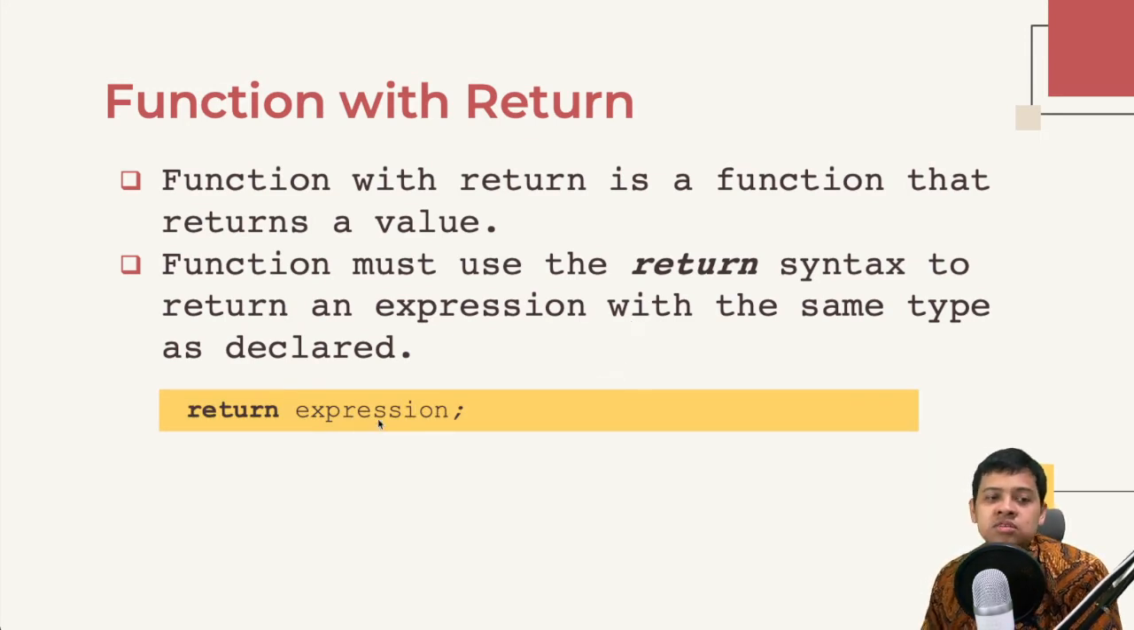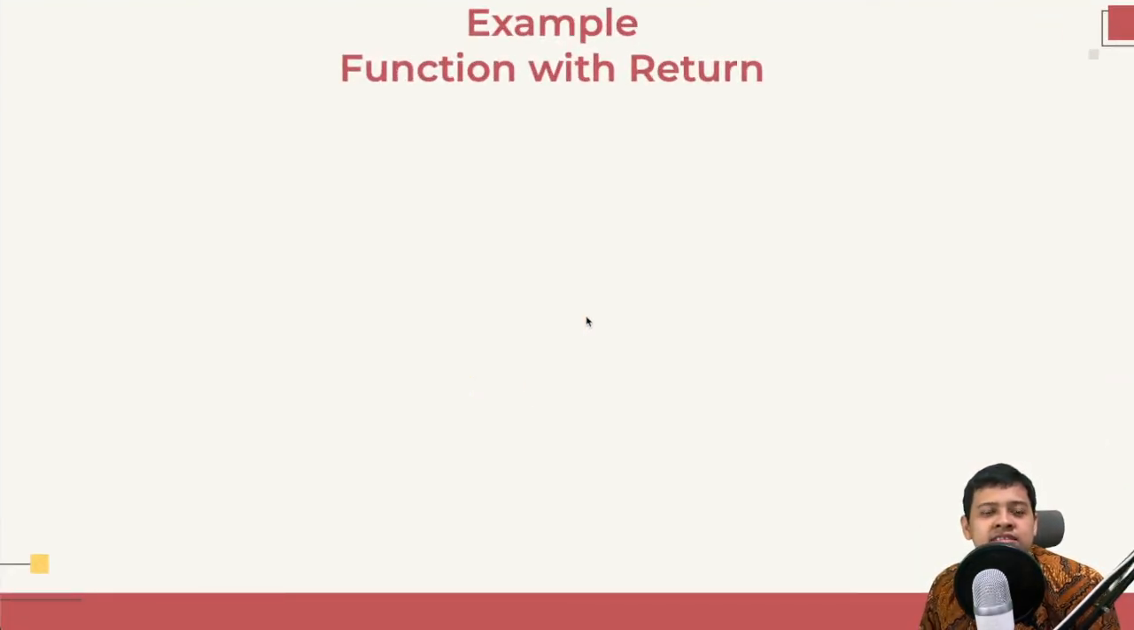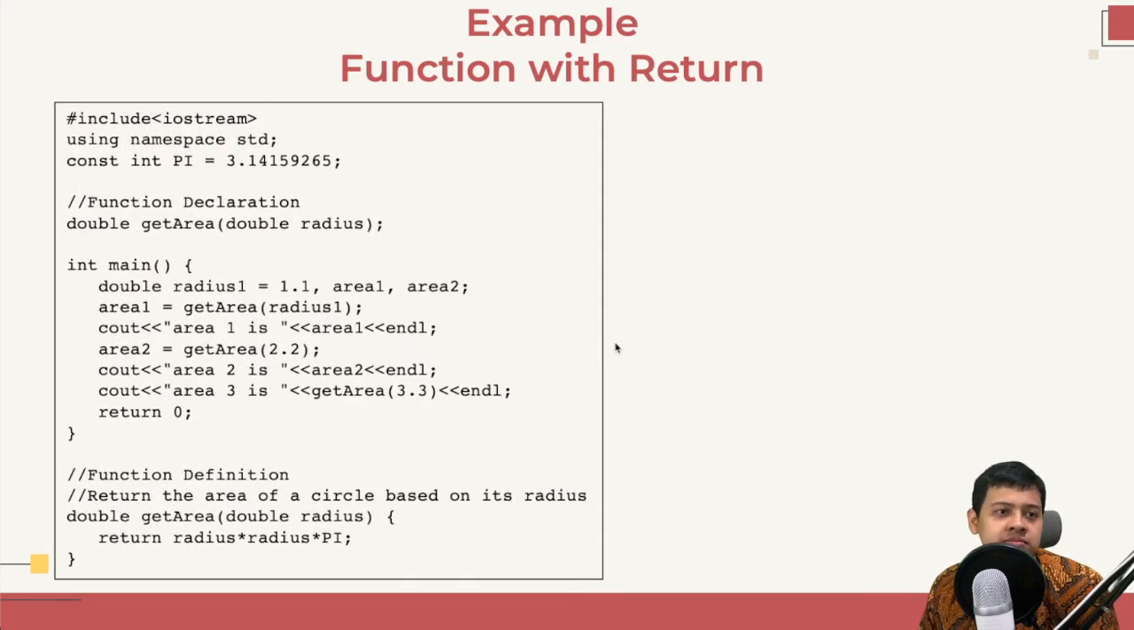We can just return and then some expression. Expression can be any value, can be a variable, can be any calculation. That's all of the available expressions. Let's see the example, the function with return. So we see here the function declaration over here.